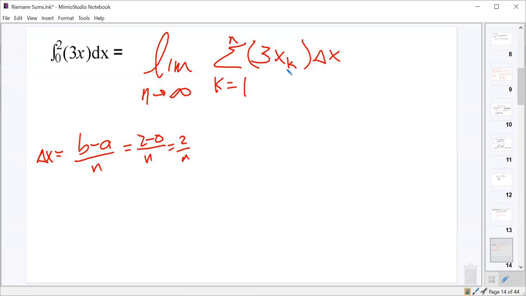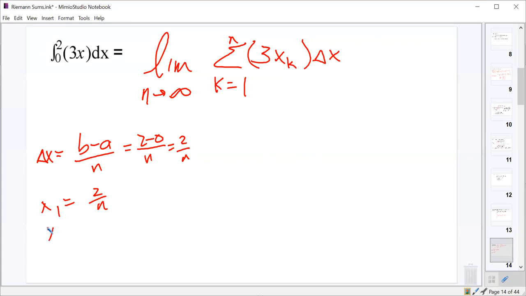Well, what's the height of the first one? If we go over 2 over n, and then go up, our function value should be 3 times 2 over n as our height. So our x sub 1 is just 2 over n. That's how far we went over.